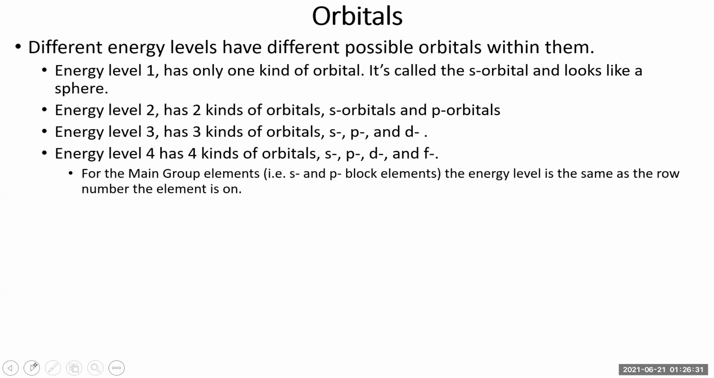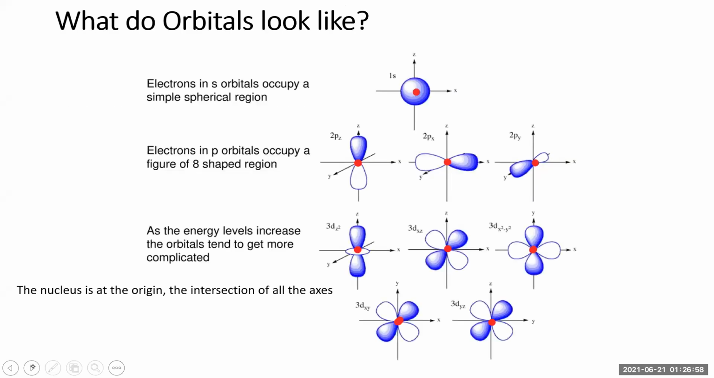For the main group elements, the S block and the P block elements, the energy level is the same exact numerical value as the row number. So energy level 1 corresponds to row 1. Energy level 2 corresponds to row 2, and so on. In fact, we'll see that very soon when we look at the periodic table, because we're going to use the periodic table as our guide to drawing orbital energy diagrams.